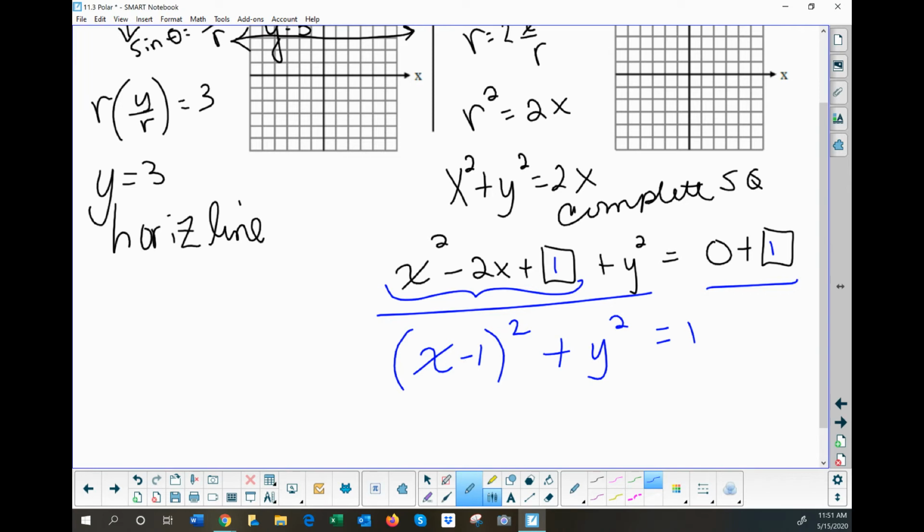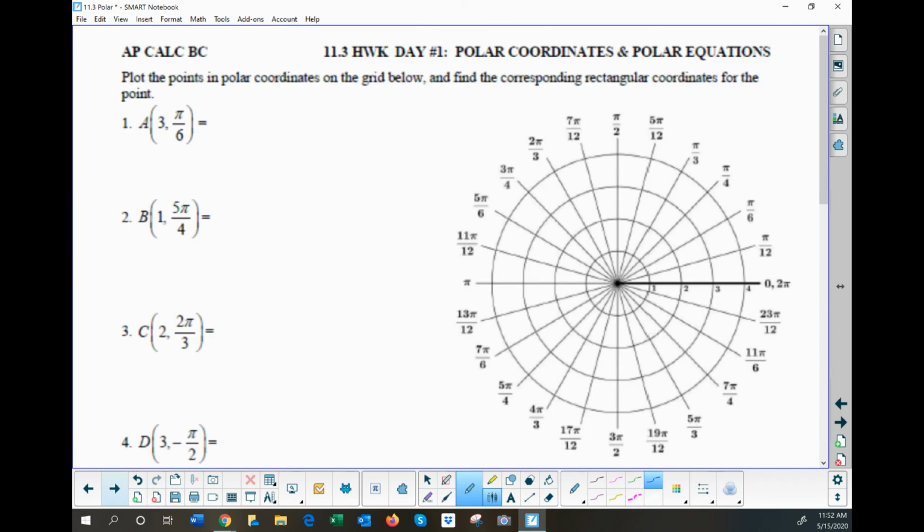And now I know the center of my circle is located at 1, 0. And my radius is the square root of 1, right, which is 1. Center of my circle, okay, I'm just going to count by ones on this one, is there. 1 unit away from all of that. Little tiny circle there. All right, that was a quick lesson on doing that.